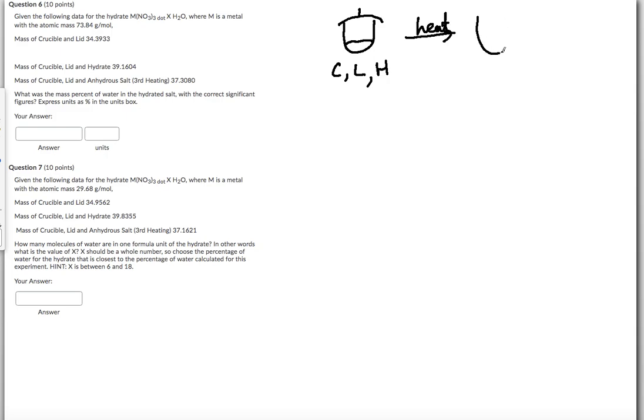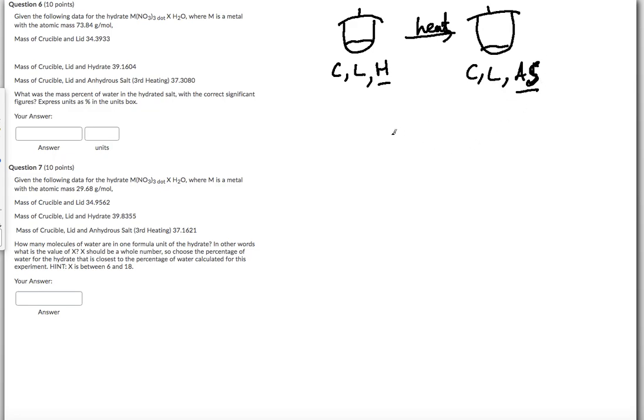and we'll end up with a little bit less now, and that would be crucible, lid, and anhydrous salt. Now the anhydrous salt is going to be less mass than the hydrate. The hydrate has the water in it, the anhydrous salt doesn't.